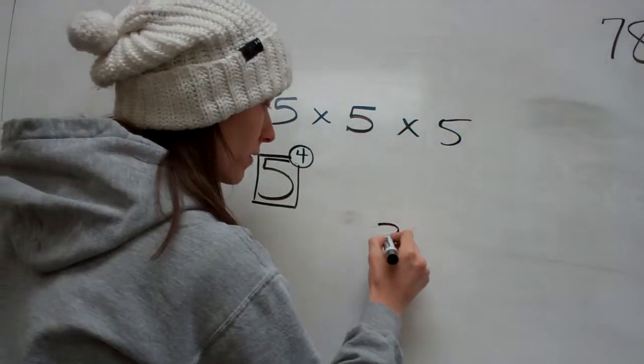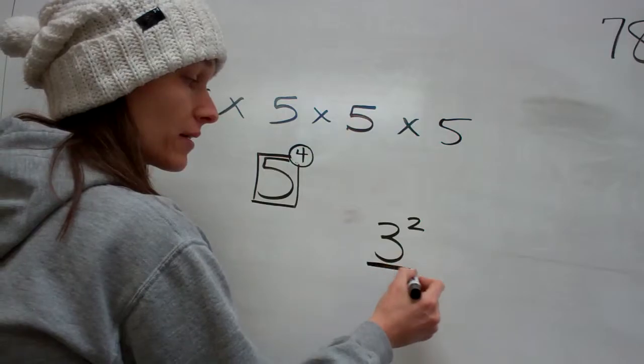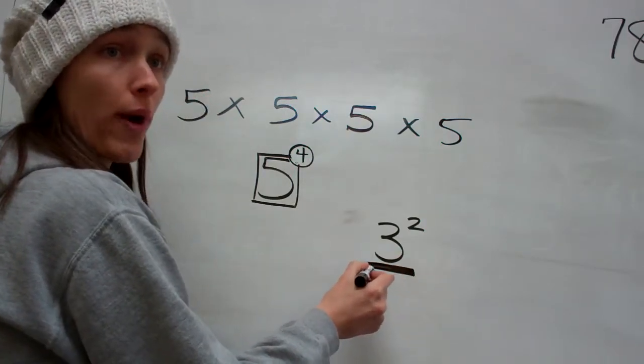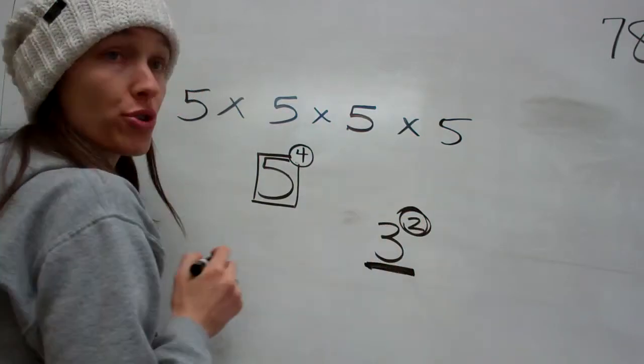Let's do another one. What does that mean? Write it out like 3 times 3. It is 3 times 3. This is the base. The base is the number that you're going to write over and over again. The exponent is going to tell you how many times you're going to write it.